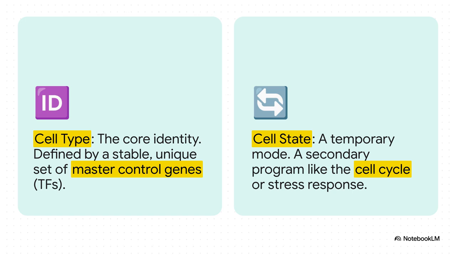A cell type is its core identity, defined by that stable set of master control genes. It's who the cell is. A cell state, on the other hand, is just what the cell is doing at any given moment. Is it dividing? Is it stressed out? Is it responding to a signal? That's just a temporary program running on top of its core identity.